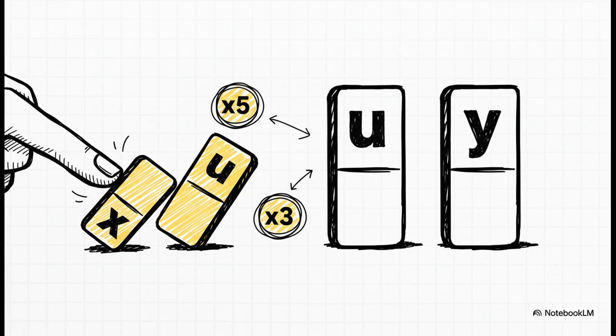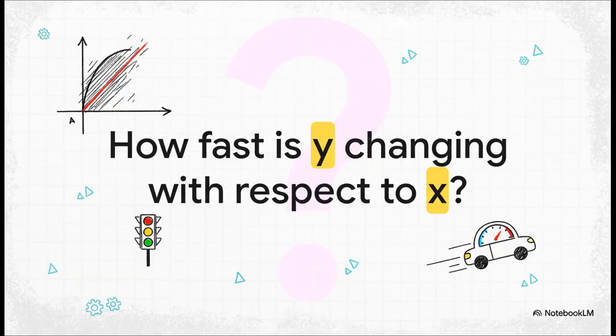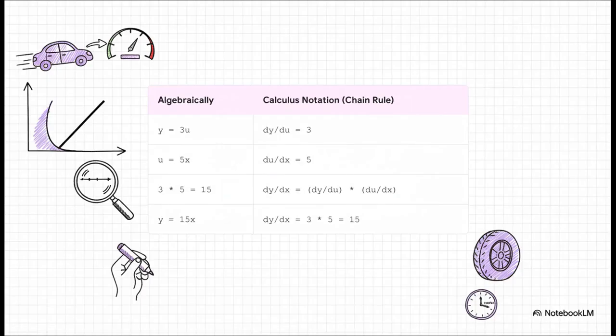What if that variable u changes 5 times as fast as a third variable x? So y depends on u, and u depends on x. You can already see this domino effect taking shape, right? So the big question is, how fast is y changing compared to x? Can we find that direct link between the first domino and the last one, without even worrying about the one in the middle? And the answer is a big yes, thanks to something called the chain rule.